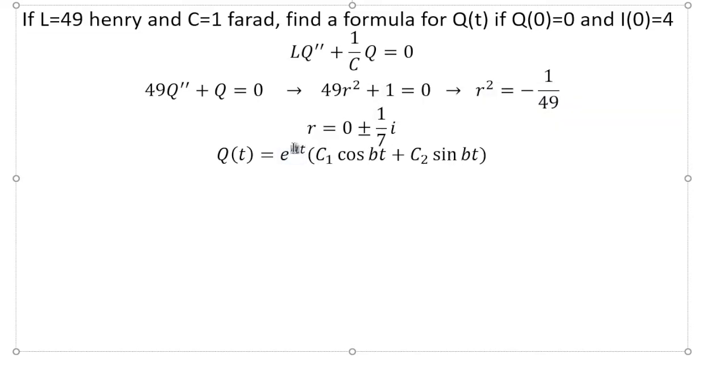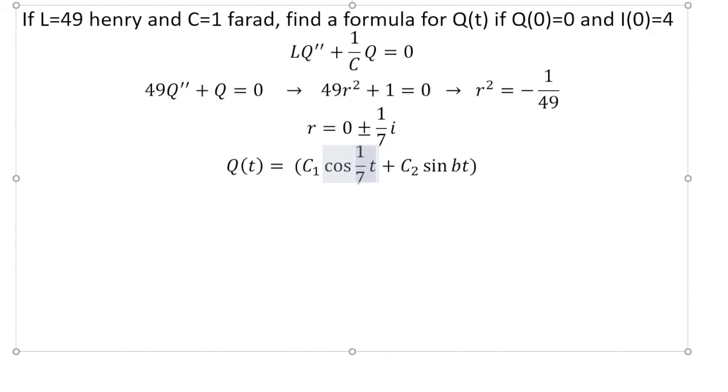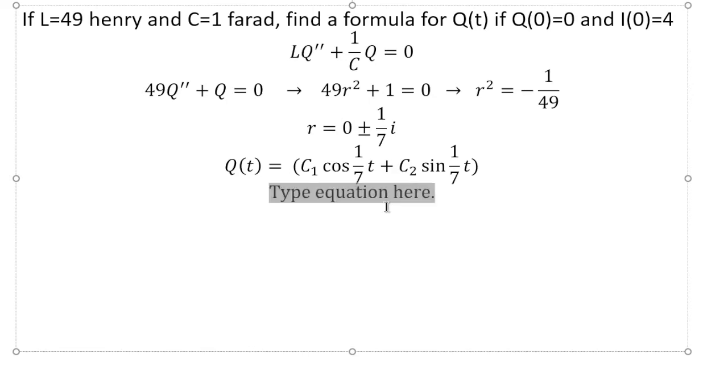In our case, a is 0, so e to the 0th power is just 1, so you don't need this at all. And b would be equal to 1 over 7. Okay, next, what you do is you take the initial condition. Well, we also need I of 0 equals 4, which means Q prime of 0 is 4, so we need the derivative. So let's try to find the derivative.